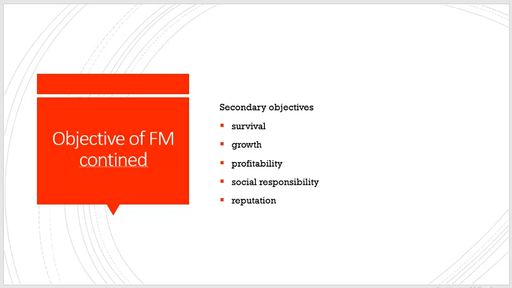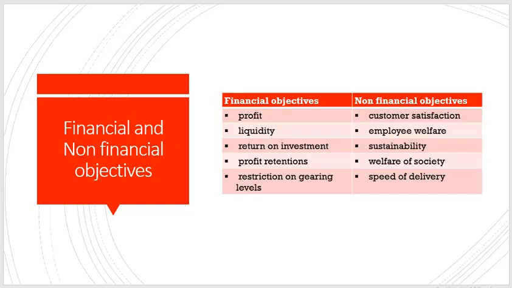And also reputation. We should have a good reputation as a company. So those are the secondary objectives. Now the objectives in financial management can be grouped into financial and non-financial objectives.